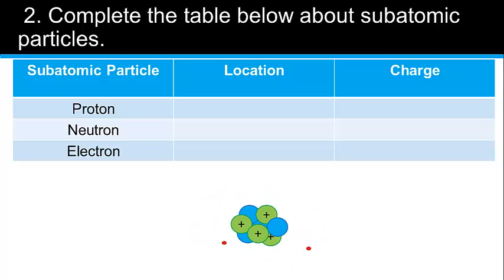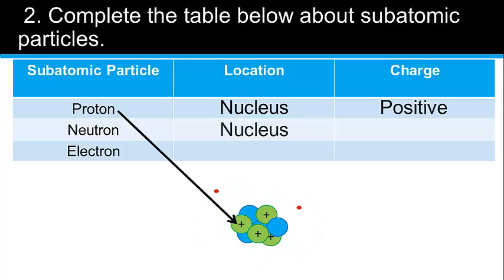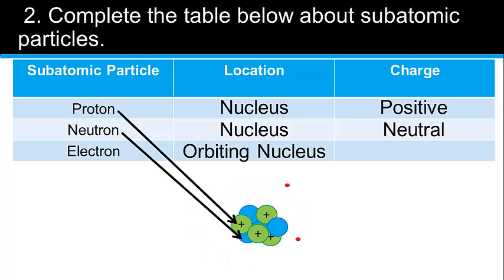Next question is about subatomic particles. So subatomic, sub means below. So subatomic particles are particles that are smaller than atoms. They're the things that make up atoms. So protons are found in the nucleus and they have a positive charge. Neutrons are also found in the nucleus, and they are neutral. And electrons are found orbiting the nucleus, and they are negative. So here they are represented by the 2 electrons flying around on the screen.